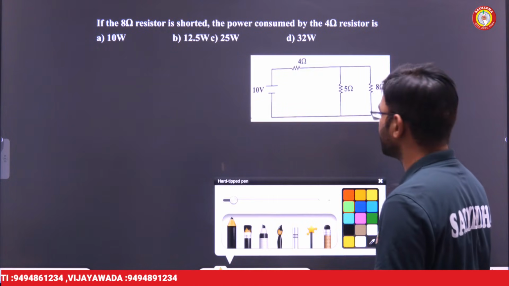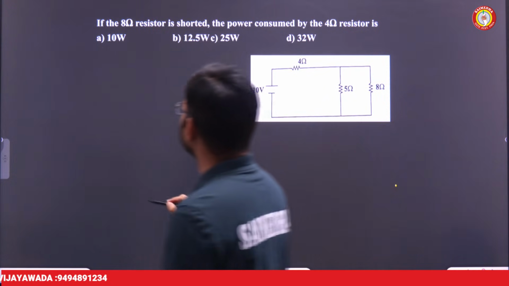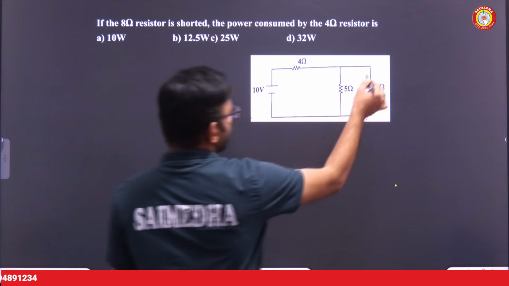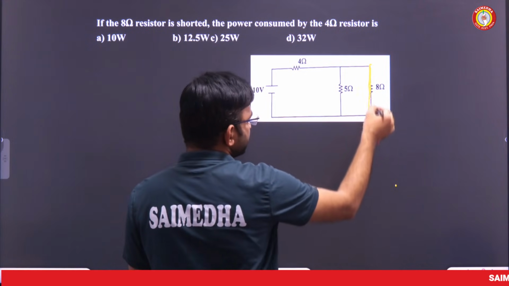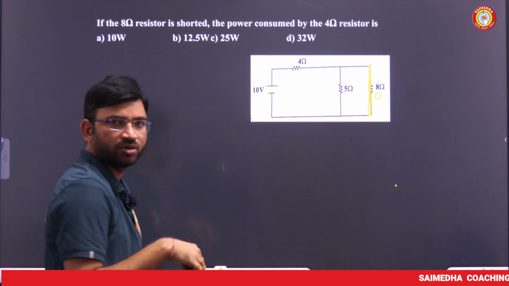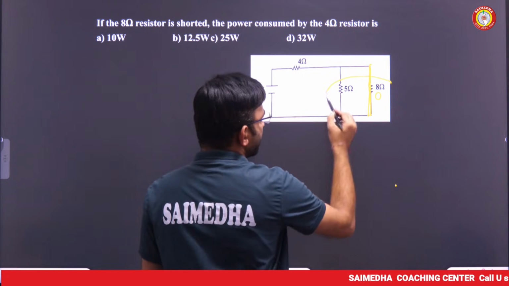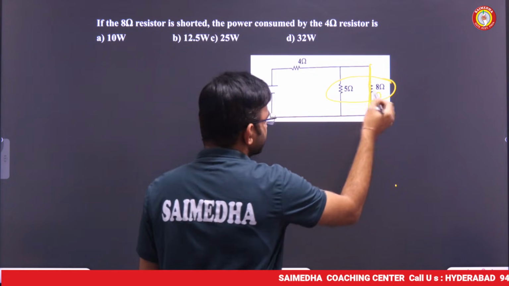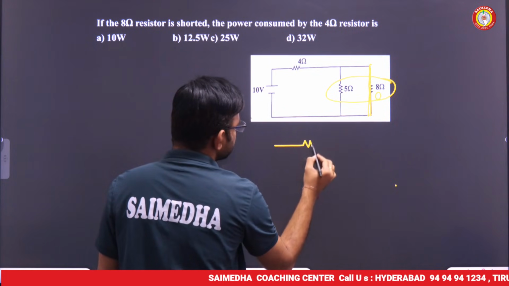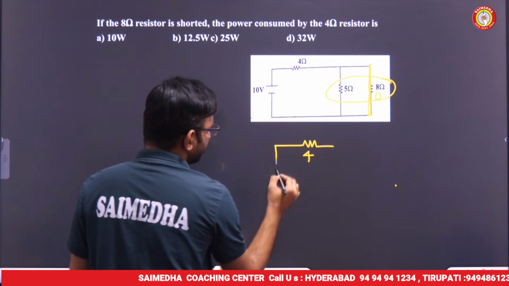This is a simple network question, sir. Try to go through it. If the 8 ohm resistance is short, whatever the 8 ohm resistance is given, this is short. Short circuit is 0. Whenever short circuited in parallel with any combination, the total resistance will be 0.